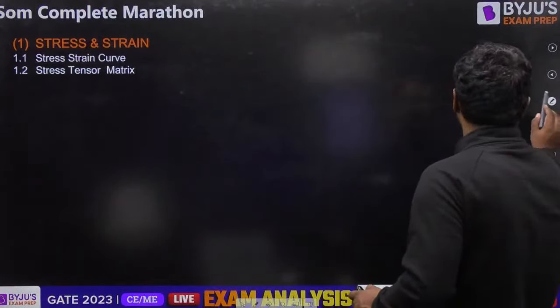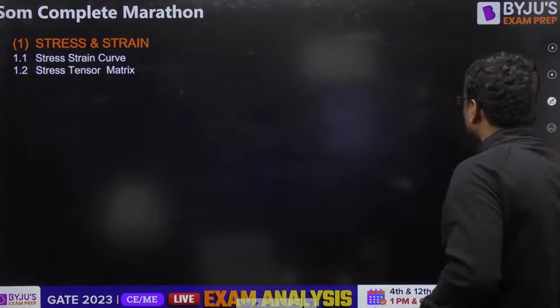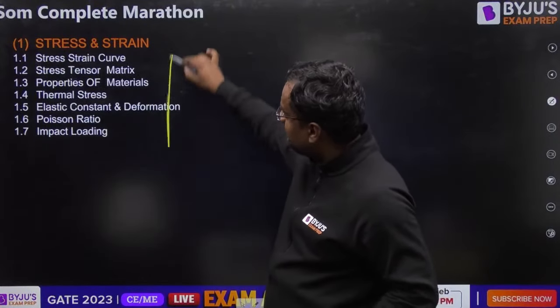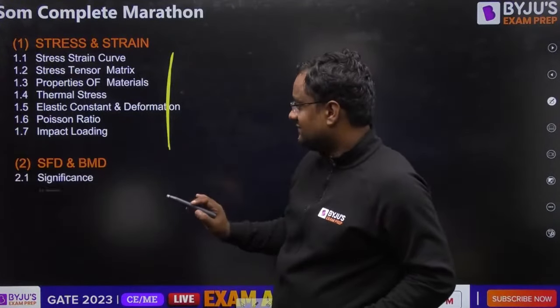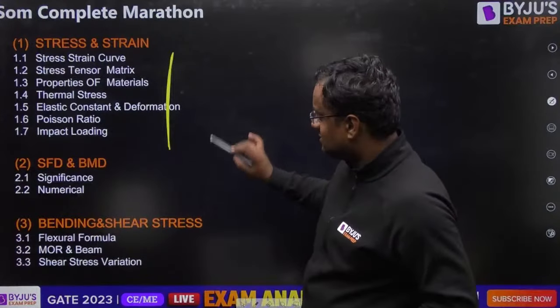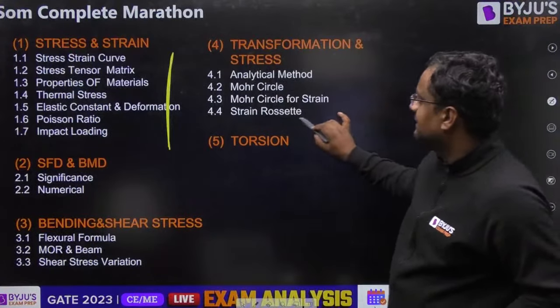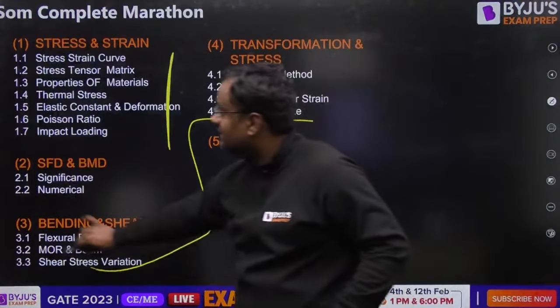So, guys, these are the complete syllabus of strength of materials. The first chapter, stress and strain. Each and every formula I'll be telling you here. Then SFD, BMD, then bending stresses. Then transformation of stresses. Up to here, I will be taking.